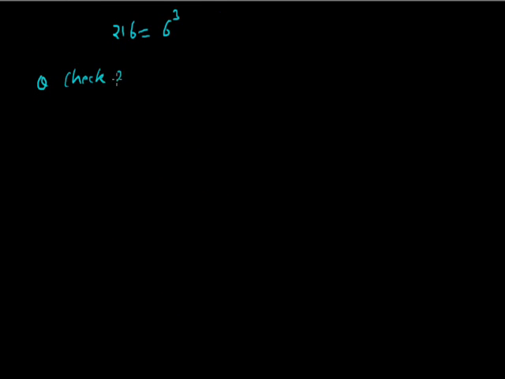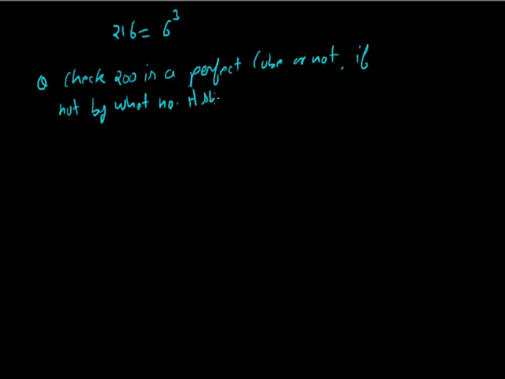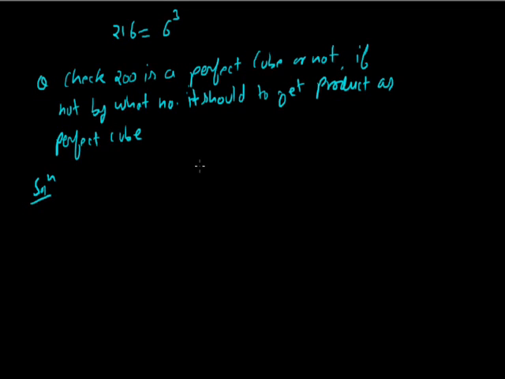Check whether 200 is a perfect cube or not. If not, by what number should it be multiplied to get the product as a perfect cube? Now again, to identify whether 200 is a perfect cube or not, we have to prime factorize the number, that is 200.